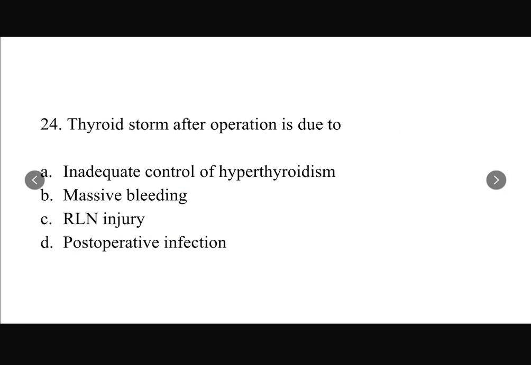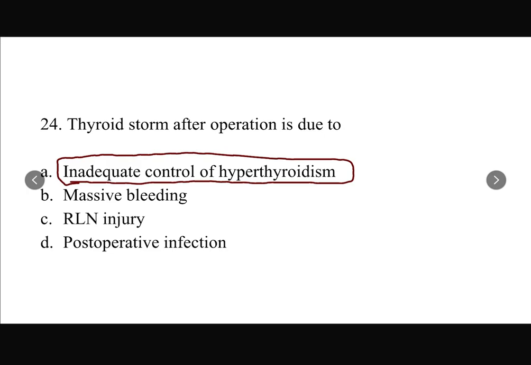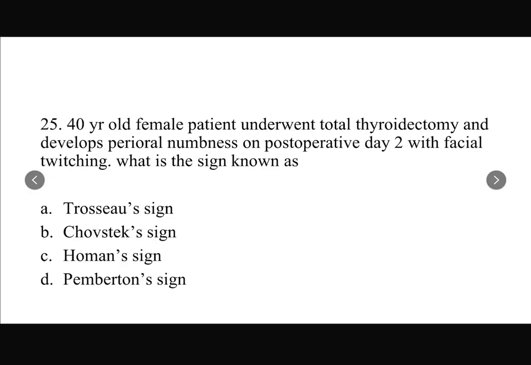Thyroid storm after operation is due to inadequate control of hyperthyroidism. So a thyroid storm is nothing but a condition where there is excessive release of thyroid hormones suddenly into the bloodstream, causing an increase in the basal metabolic rate, heart rate, BP, and temperature of the patient. So it is not due to massive bleeding or RLN injury or postoperative infection.